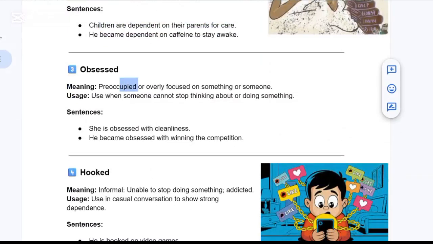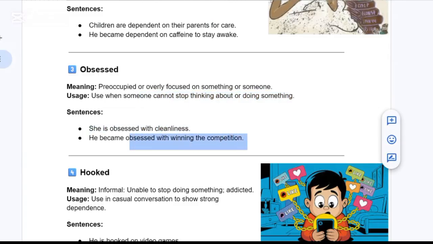Obsessed: preoccupied or overly focused on something or someone. It is used when someone cannot stop thinking about or doing something. She is obsessed with cleanliness. He became obsessed with winning the competition.